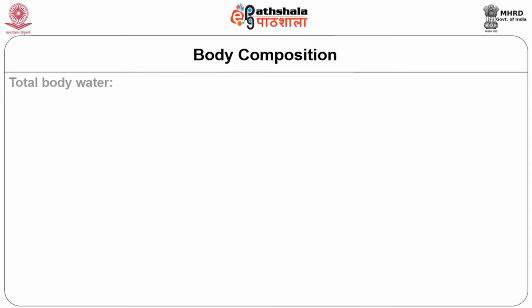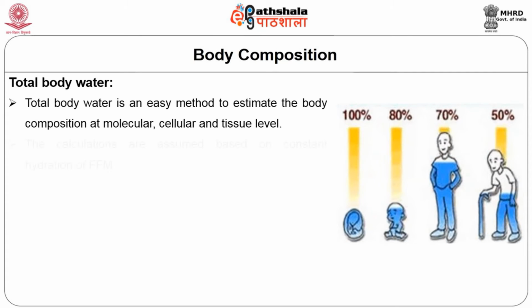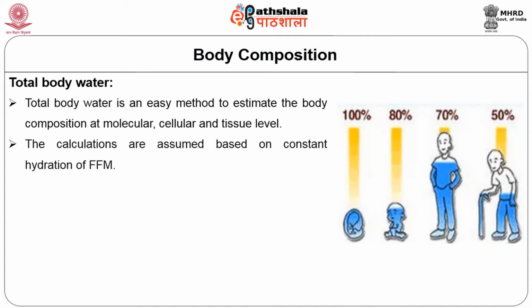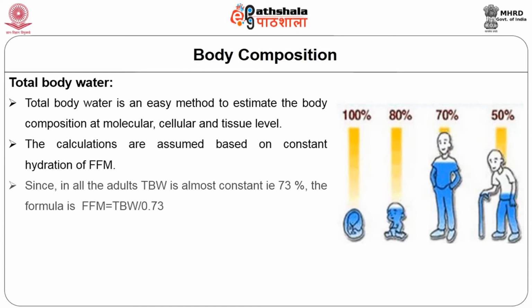Number 1, total body water. Total body water is an easy method to estimate the body composition at molecular, cellular and tissue level. The calculations are assumed based on the constant hydration of fat free mass. Since in all adults total body water is almost constant, that is 73%, the formula becomes fat free mass is equal to TBW divided by 0.73.